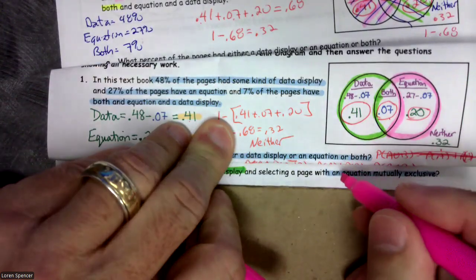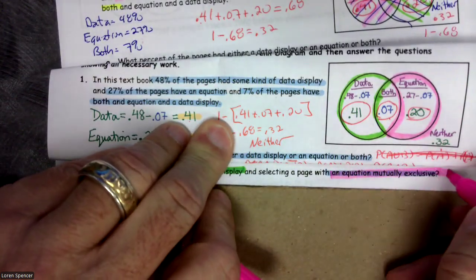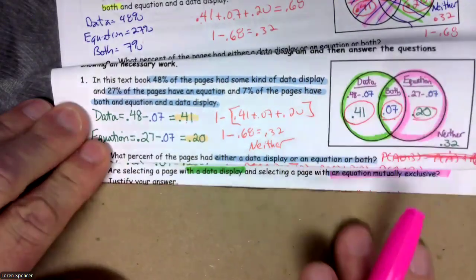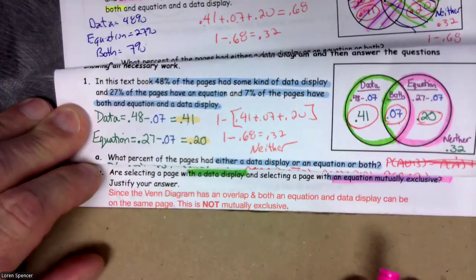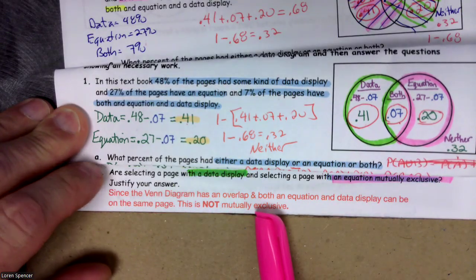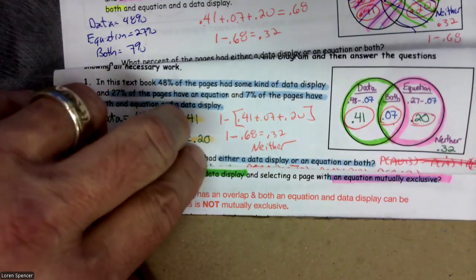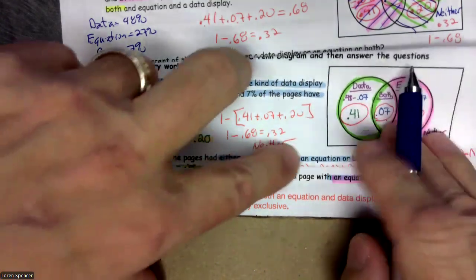Well, to be mutually exclusive, there can't be an overlap. In this case, we have an overlap. So no, they cannot be mutually exclusive because there's an overlap. Since the Venn diagram has an overlap and both equation and data display can be on the same page, this is not mutually exclusive. Matter of fact, how often does it happen?